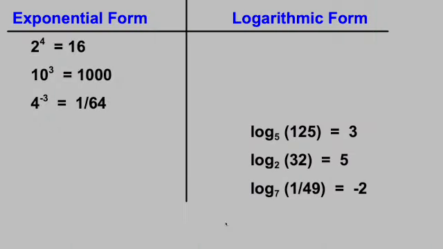As you can see here in the chart, there are two different forms we're going to be looking at. On the left-hand side, you see exponential form. So things like 2 to the 4th power is 16, or 10 to the 3rd power is 1,000, or 4 to the negative 3rd power is 1 over 64. And remember, where does that come from? That comes from the fact that it would be equivalent to 1 over 4 to the 3rd power. And then, of course, 4 to the 3rd power is 64. So that's where that comes from.